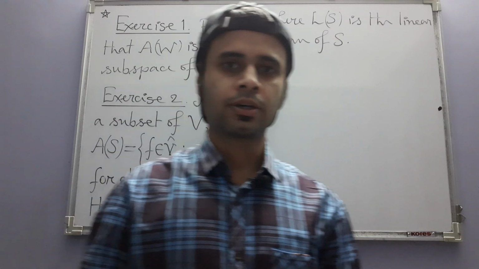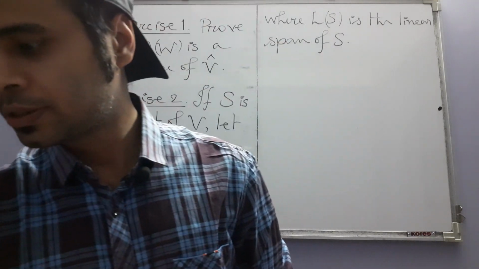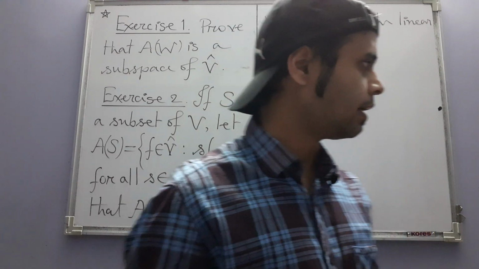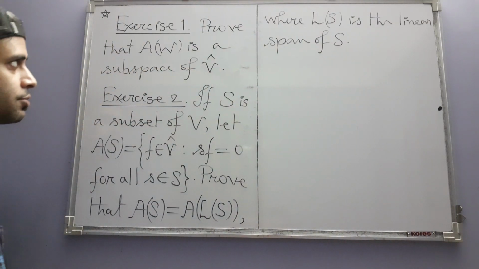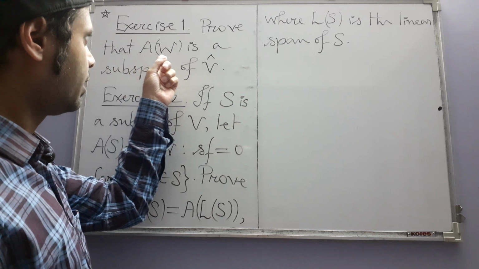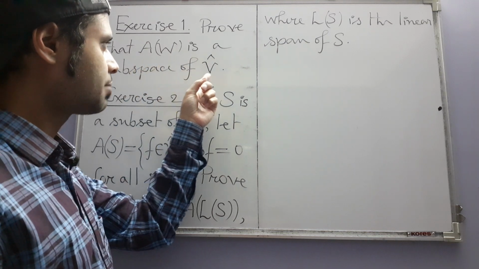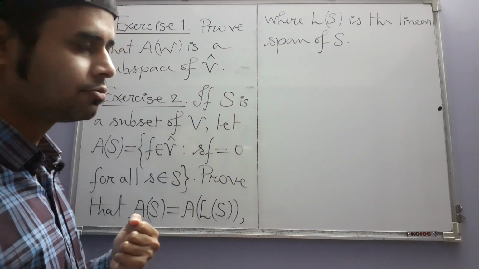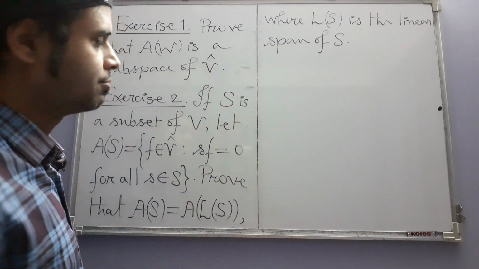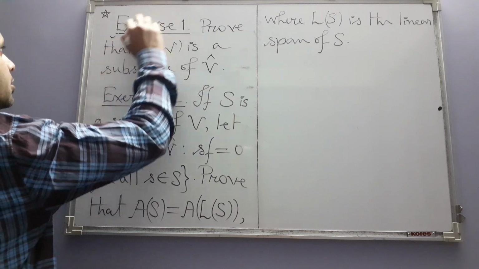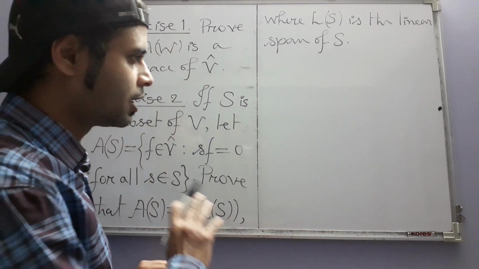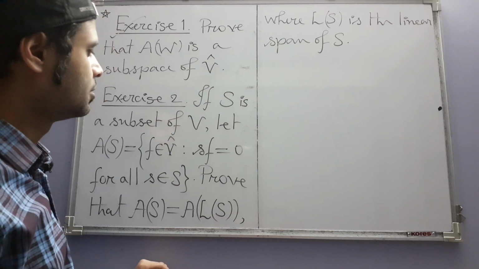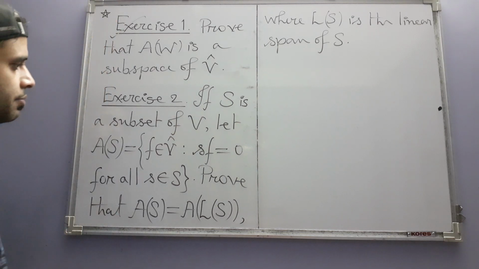Okay, so having seen the results of this section, we are now ready to solve the exercises. And this is the first one. We have to prove that the annihilator of W is a subspace of the dual space of V, where W of course is a subspace of V. And we already have solved this when we were going through the theory part. There itself we solved this. So let's see this next one.